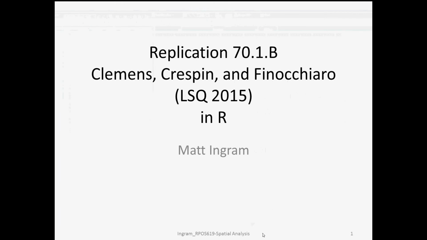Hi, this is Matt Ingram returning to replication 70.1b of the results published in Legislative Studies Quarterly in February 2015. This is the replication in R.